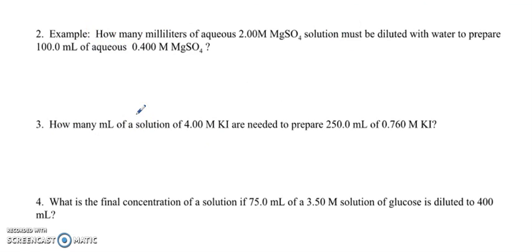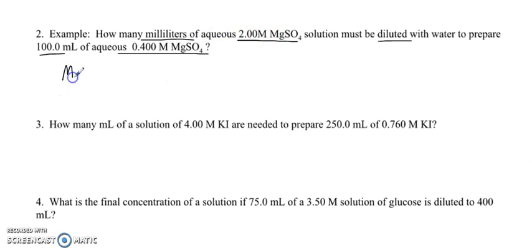So with some of these examples, I'm going to want you to pause, go through, try the problems on your own, and then check back with the work. I'll talk you through the whole first one. So we're asked to find how many milliliters of an aqueous 2 molar magnesium sulfate solution must be diluted with water to prepare 100 milliliters of aqueous 0.4 molar magnesium sulfate. So here's my concentrated one, and then this is my diluted one. So we're going to start with our equation, and we want to figure out how many we need. How many milliliters of that do we need?